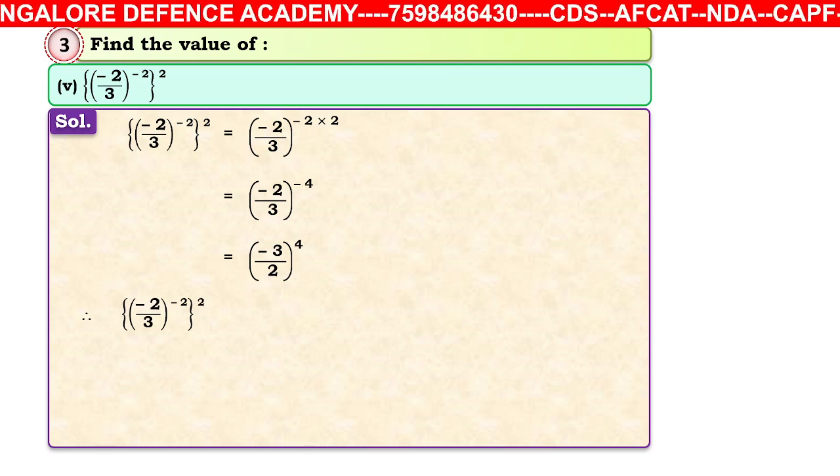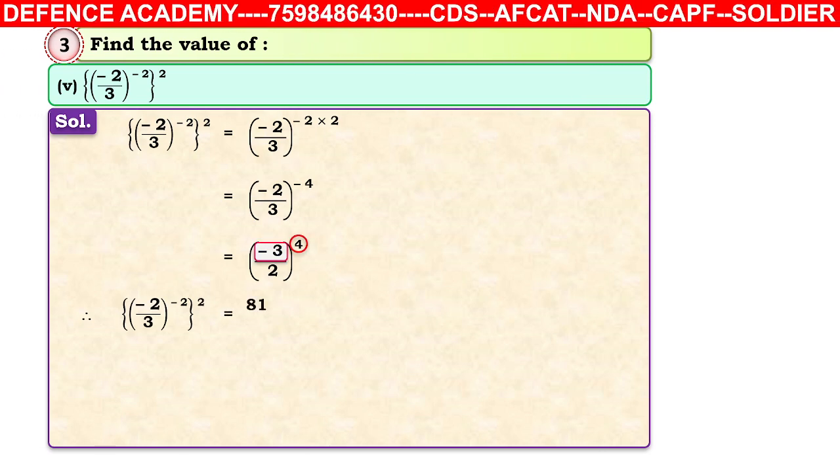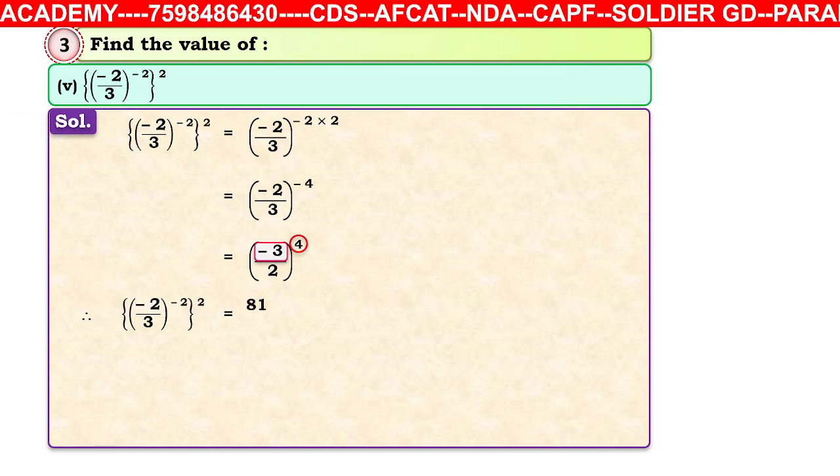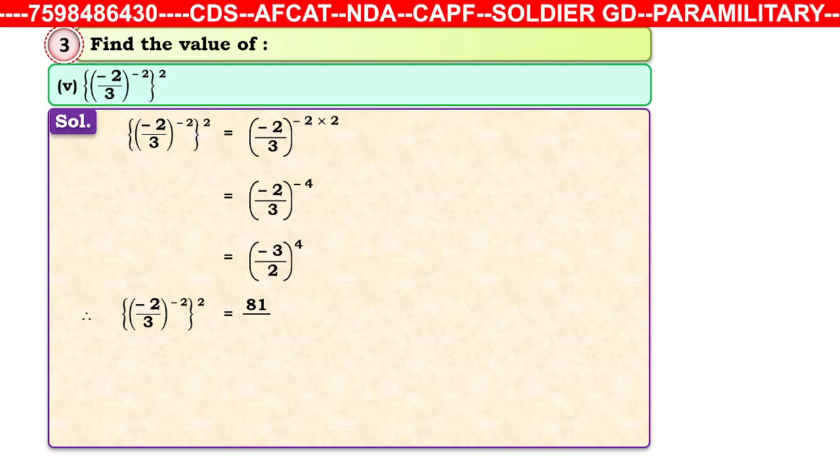Now if I split this term, this can also be written as minus 3 multiplying 4 times gives me 81 and 2 4 times gives me 16. So I can write it as 81 by 16. So this is the answer.